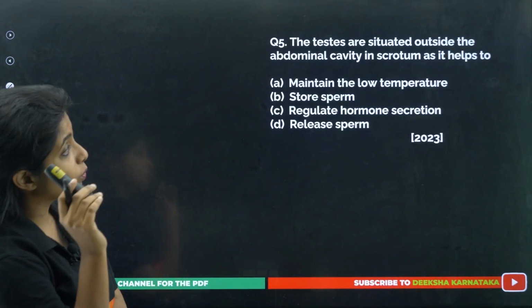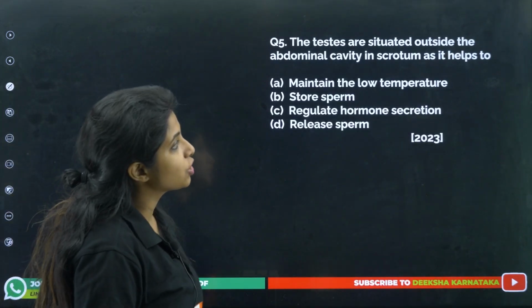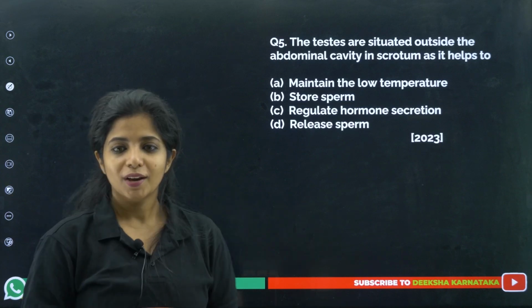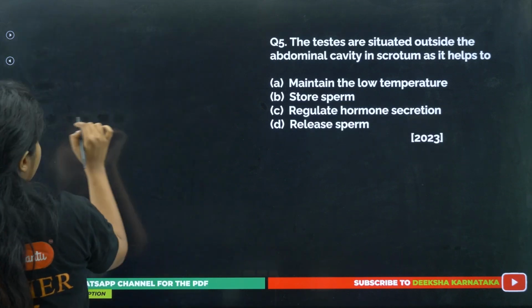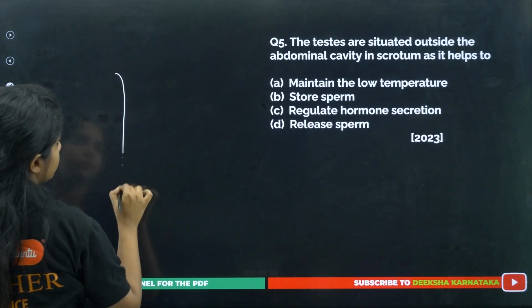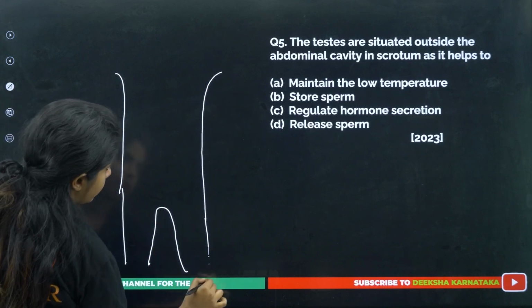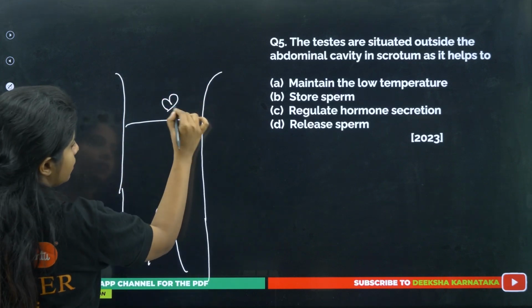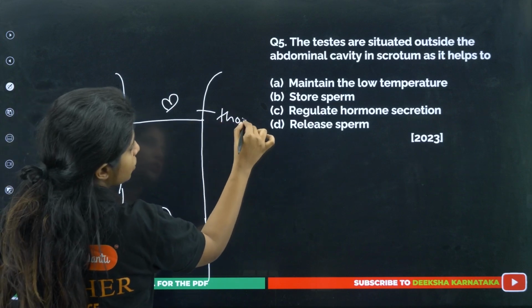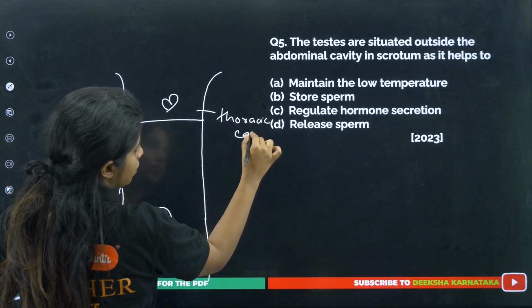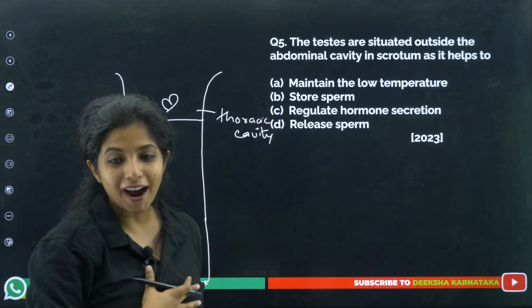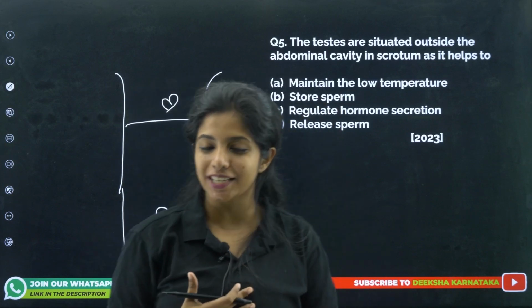The testes are situated outside the abdominal cavity in scrotum as it helps to do what? So basically, suppose this is a human being, and this is the leg region. This is where the heart resides. What do you call this region? This is the thoracic cavity, children. So my heart, your heart, everyone's heart is in the thoracic cavity.